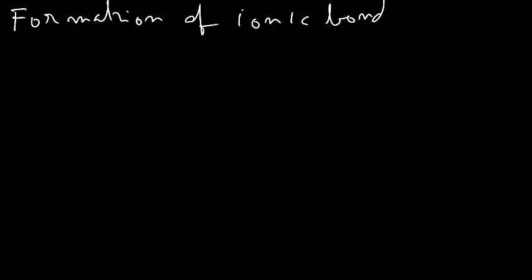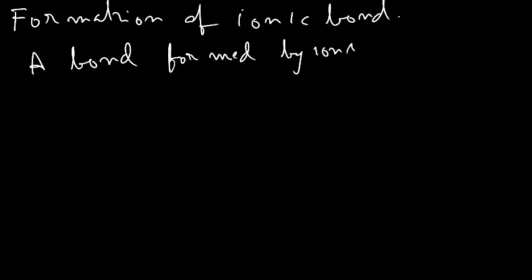Now let us discuss the formation of ionic bond. A bond formed by ions is known as an ionic bond. So what are the examples?